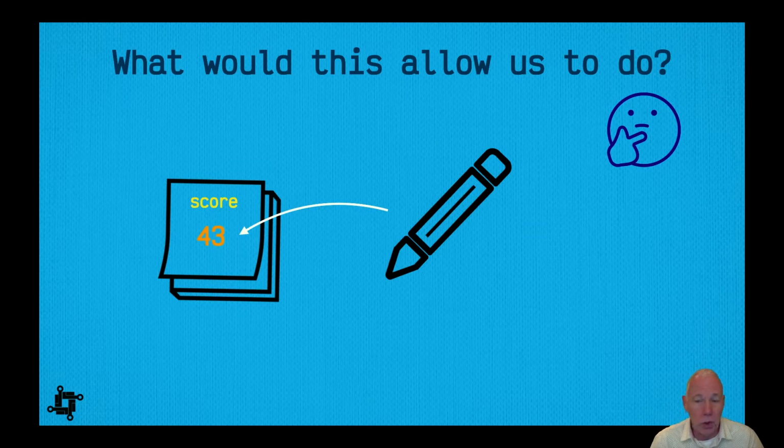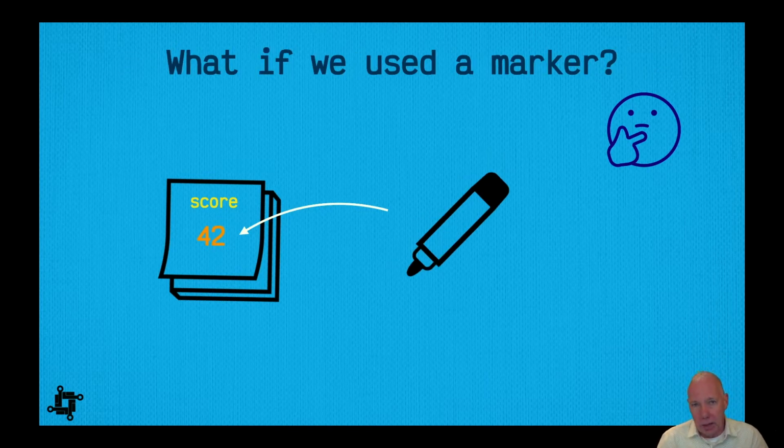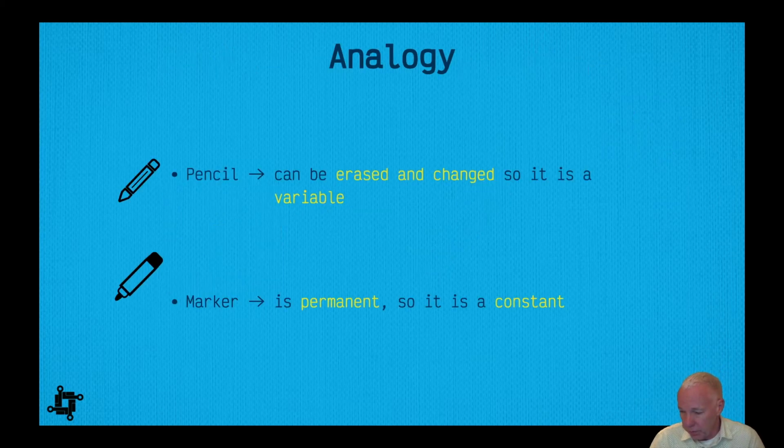So on a post-it note, if we're using a pencil, that's how we work with updating values on the post-it note. Now, what if we use a marker? Again, back to the students, what do we think would happen if we used a marker? Well, given a marker is probably indelible and not erasable, it hopefully gives you a concept of it being permanent. So when we write down 42 with a marker, it's not something that we can change. So the pencil is something that can be erased and changed, so it is the variable. And the marker is something that is permanent and therefore is constant.